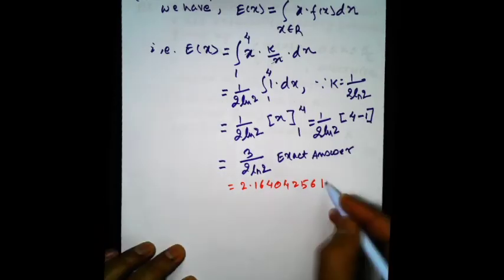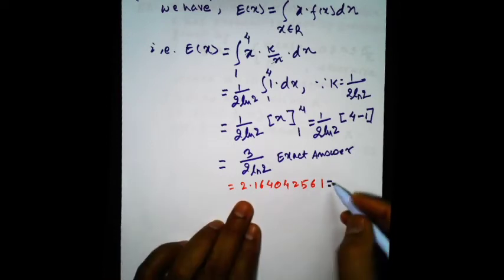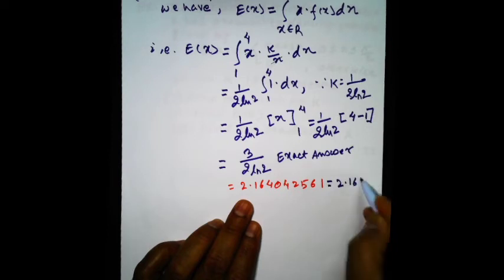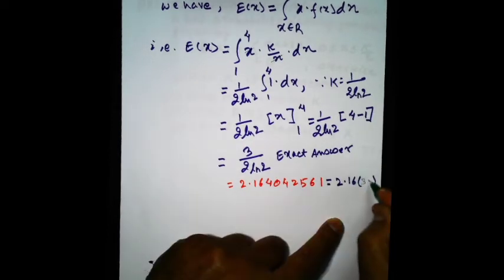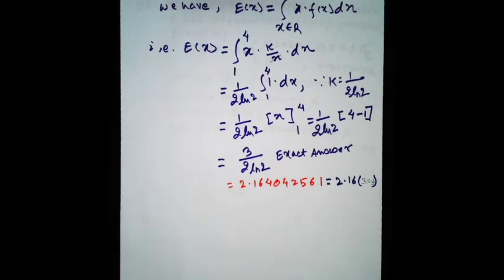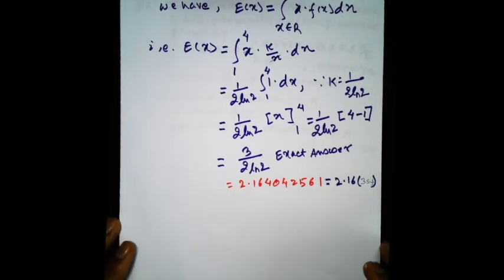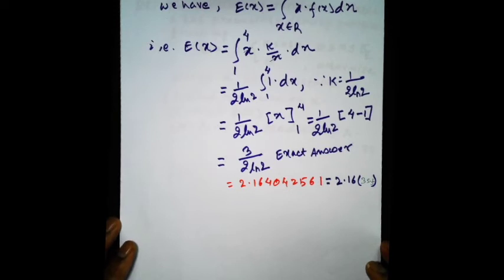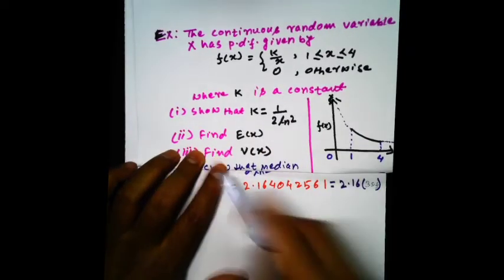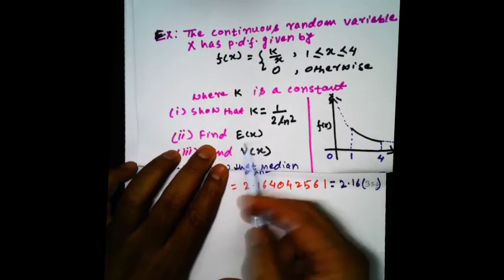If you would like to express your answer up to 3 significant figures, you can just write 2.16 up to 3 sf. Or otherwise stated, you can also express your answer maybe up to 4 significant figures, or up to 3 significant figures only, or 2 significant figures only. If you write up to 2 significant figures, it will be 2.2 only. Then we have already found the expectation of x.